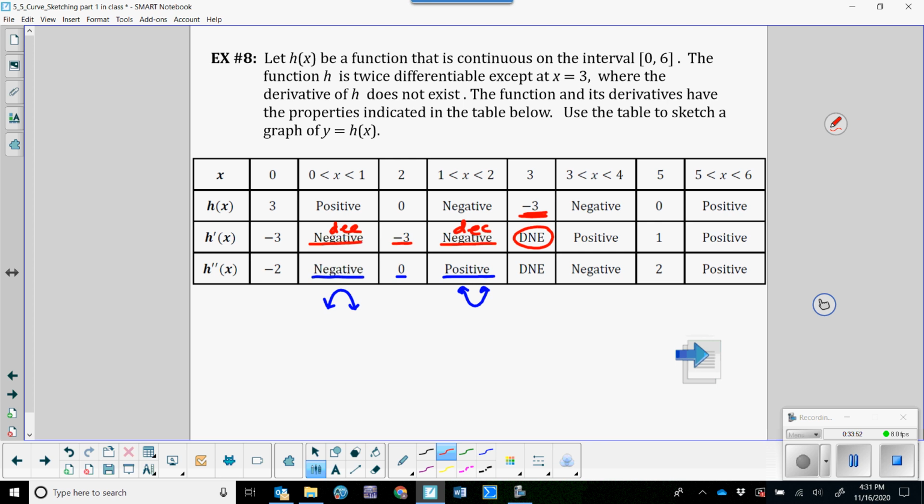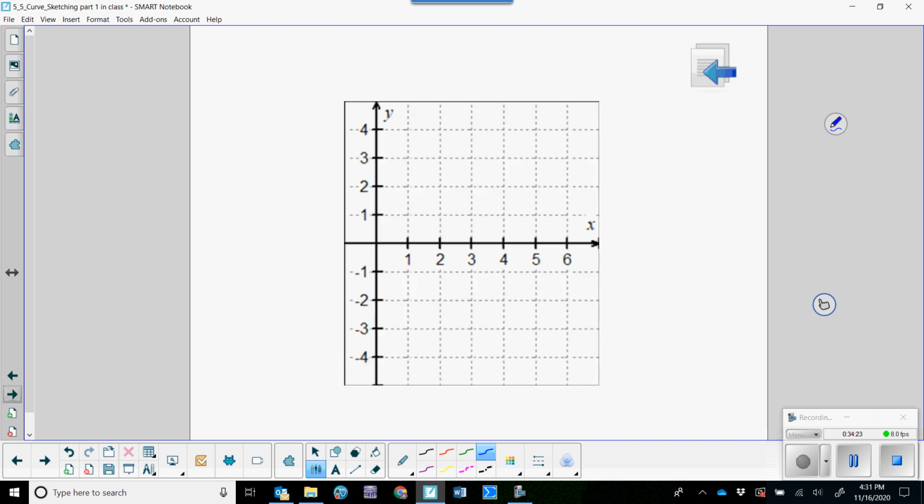Then from 3 to 4, we change, and now we're going to be below the x-axis. We've already been below the x-axis here, but the derivative is positive, which means we're going to be increasing. And we know that the second derivative is negative, which means I'm concave down, and then positive, which means I'm concave up. So somewhere that changes. So you have that table in front of you, so let's look at all the things that means.